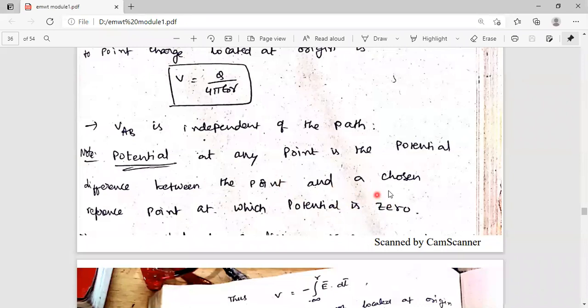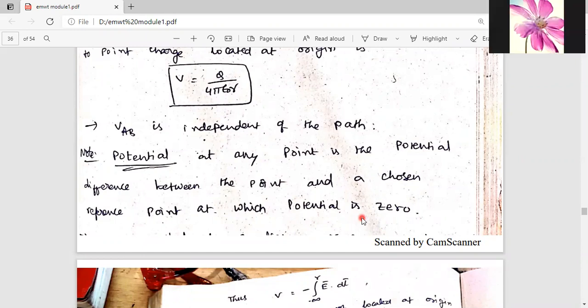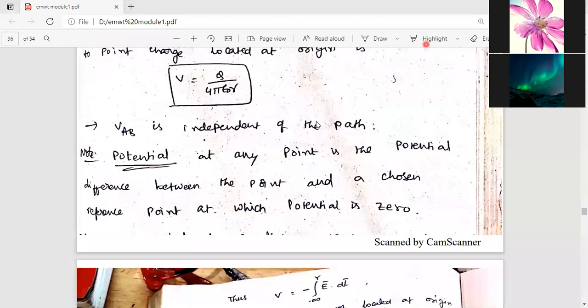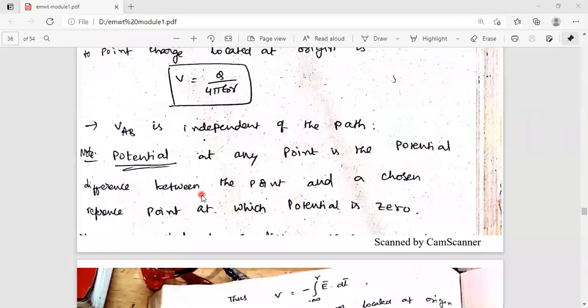But what is VA? Zero. We take the reference point as the point at which potential is zero. Okay, so what is a reference point? Which point is to be treated as the reference point? The point where potential is zero. Okay, that is the reference point. Okay, so this is the definition of potential, the potential difference between two points.